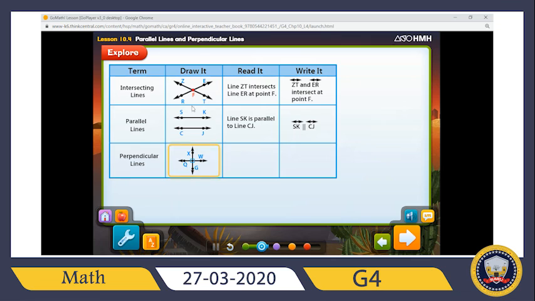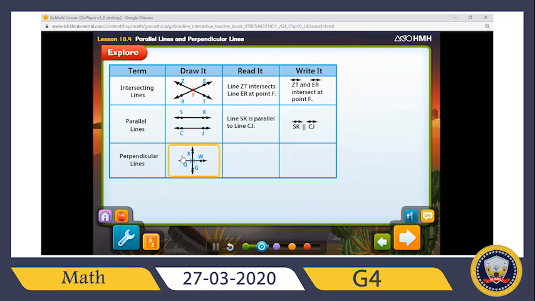For example, how can you show parallel? You will write SK, line CJ. So these two lines show parallel. So we can say line SK is parallel to line CJ.